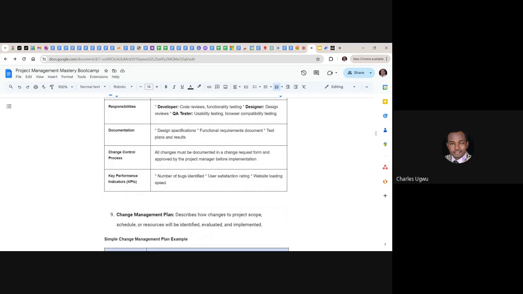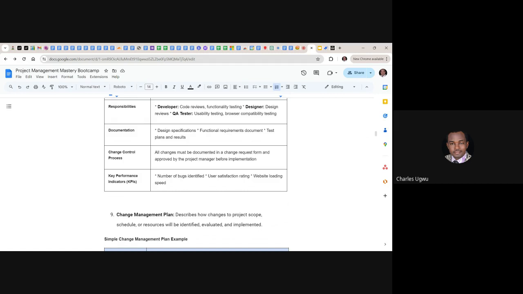So the last but not the least in these quality documents is KPI, key performance indicators. So what are the key performance indicators you need to monitor? You need to identify the number of bugs. How many bugs have you been able to identify? If there are so many bugs, it means the performance is low.